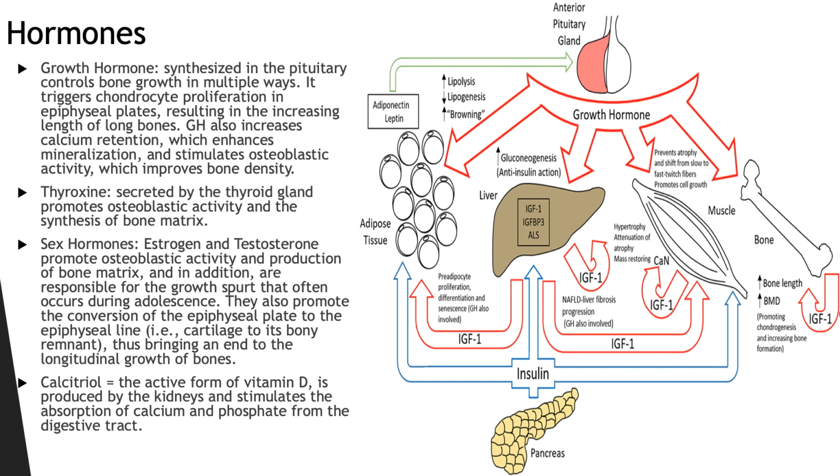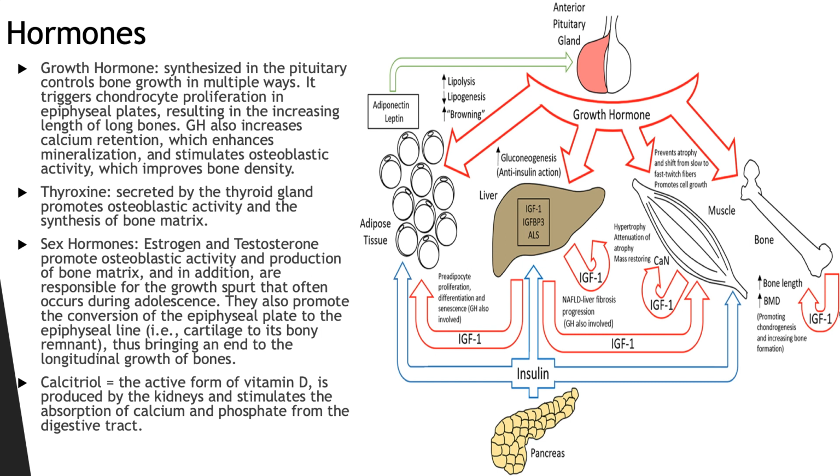Moving on, hormones. Growth hormone is synthesized in the pituitary, and that controls bone growth in a multitude of ways. It triggers chondrocyte proliferation in the epiphyseal plates that results in the increasing length of long bones. Growth hormone also increases calcium retention, which enhances the mineralization and stimulates osteoblastic activity, which then improves bone density.